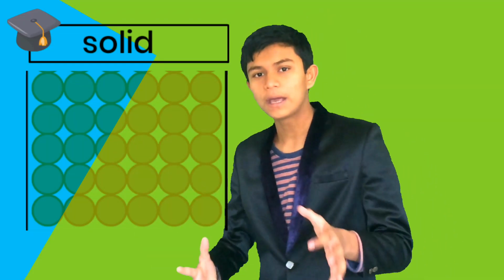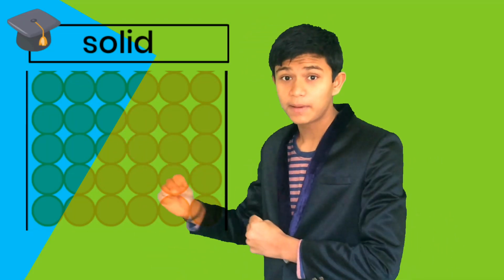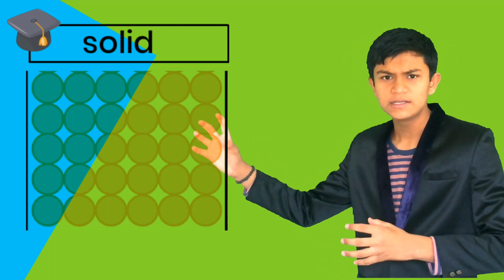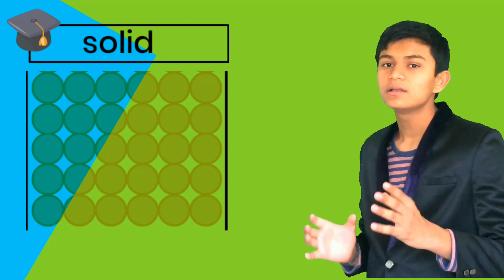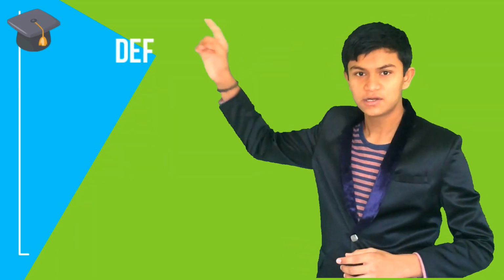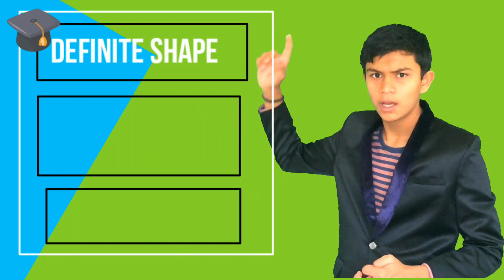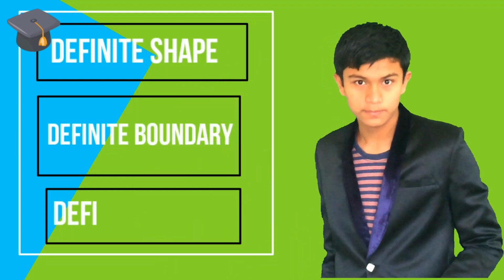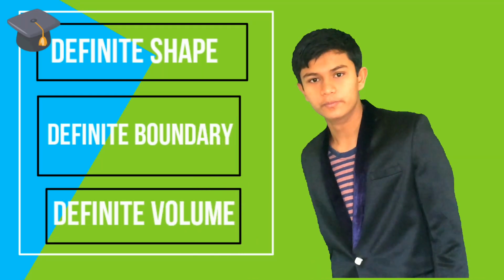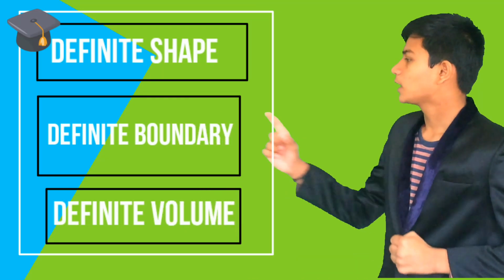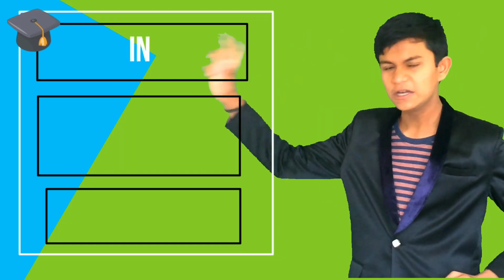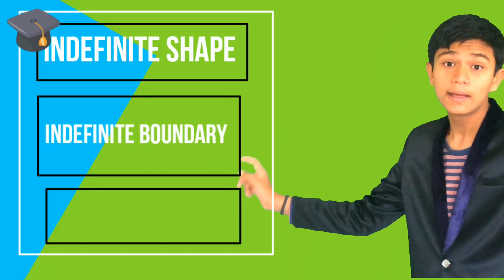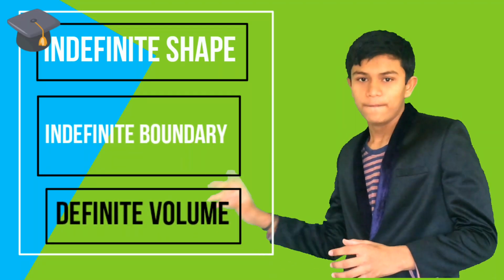Now in the solids, the particles are tightly packed and the movement is less, and the characteristics are that it has a definite shape, a definite boundary, and a fixed volume, or I can say definite volume. In the liquids, it has indefinite shape, indefinite boundaries, but has a definite volume.